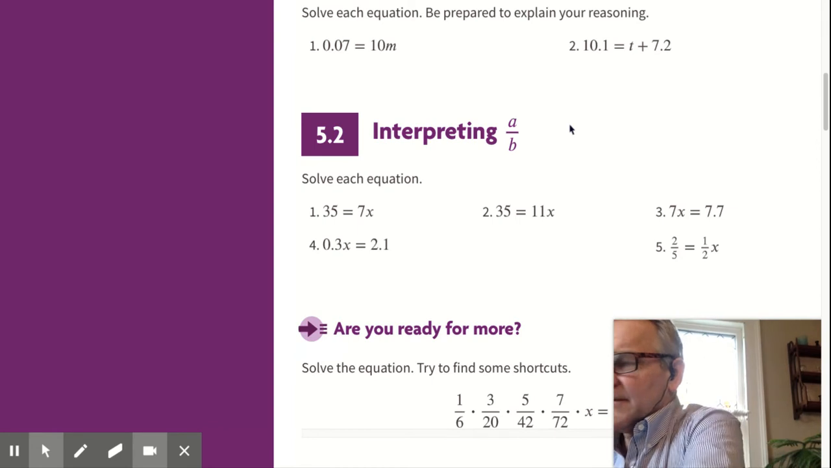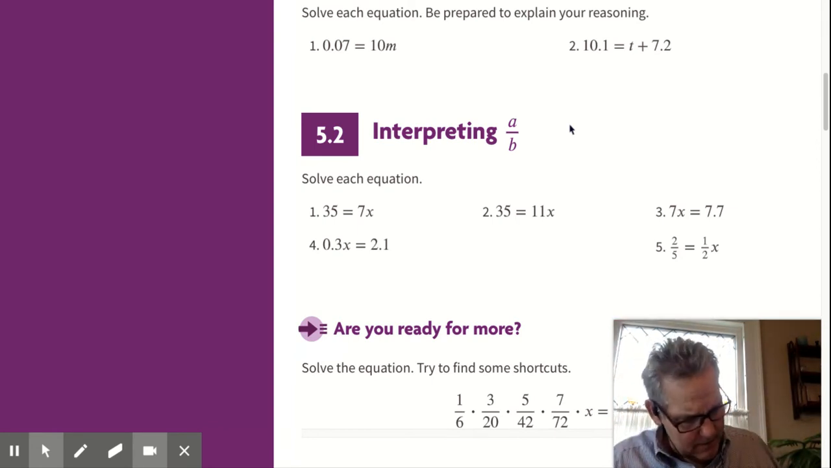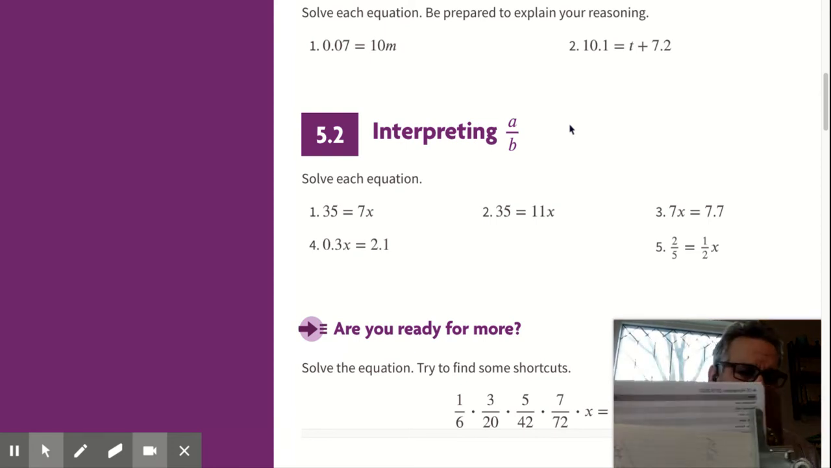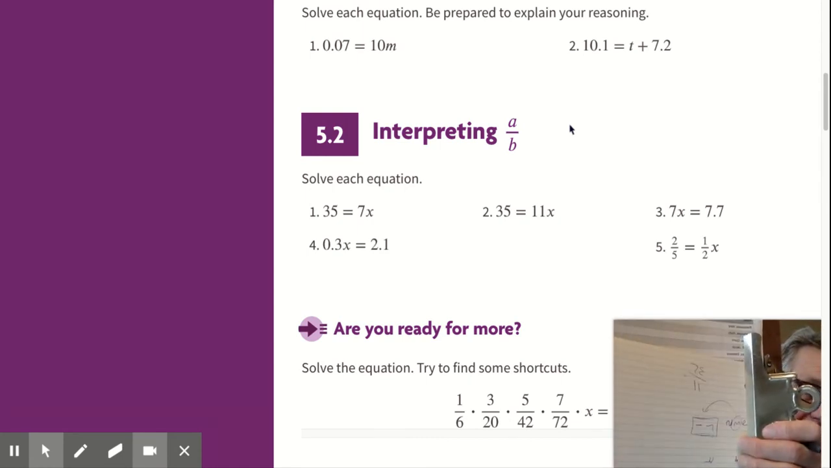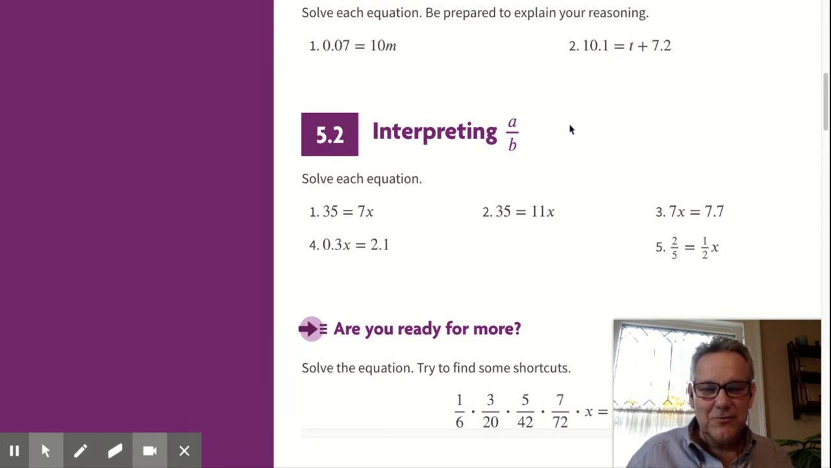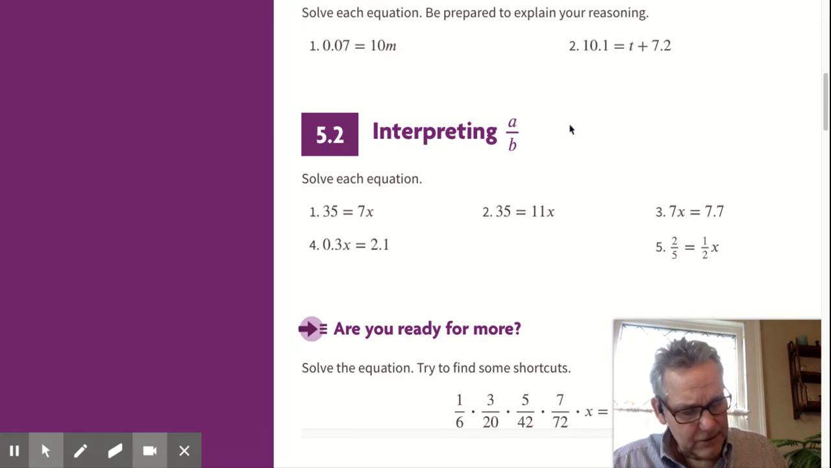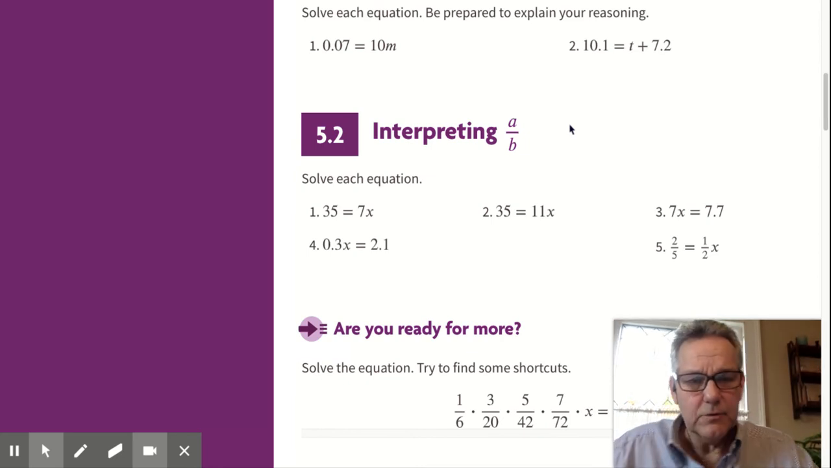35 11ths we can convert into a mixed number. So 35 11ths is a correct answer, it's just not in the best form. We have to determine how many times 11 can be subtracted from 35. The answer to that is 3, and then you're going to have 2 left over. So the answer for number 2 is 3 and 2 11ths.